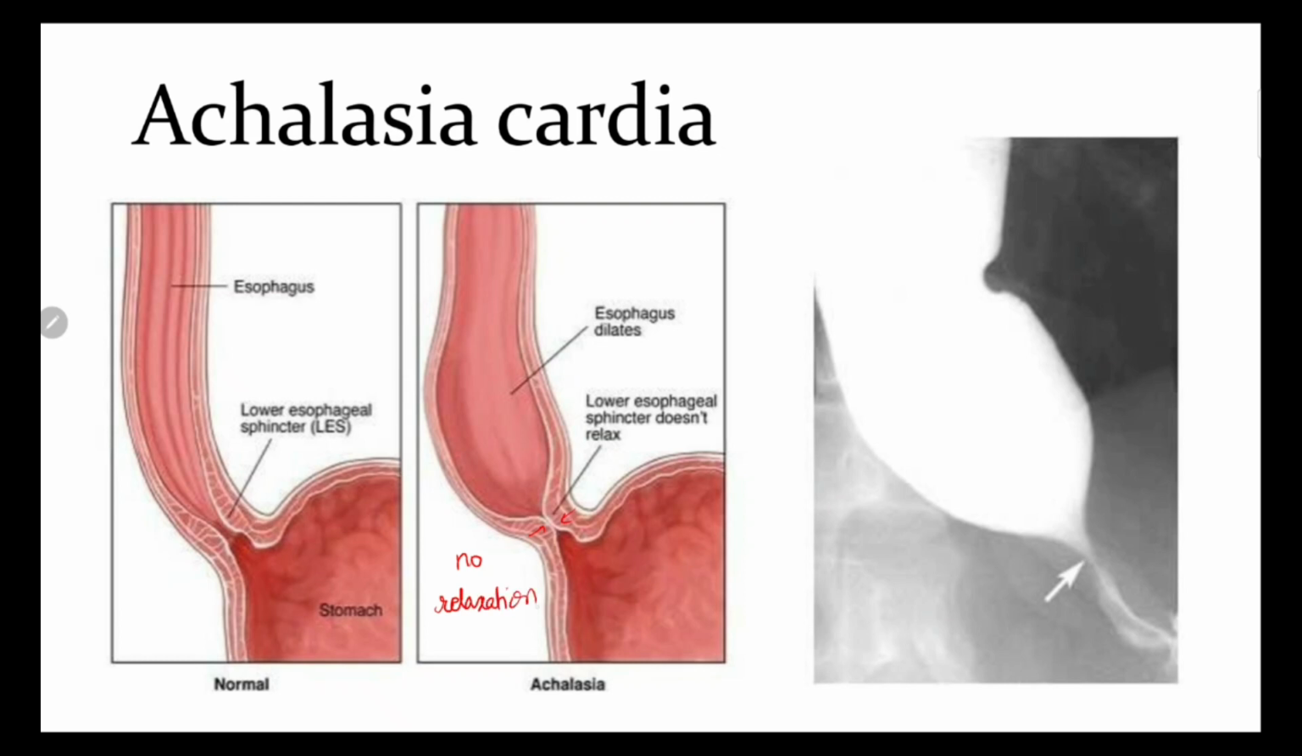This condition occurs probably due to congenital absence of the ganglion cells in the myenteric plexus of nerves in the esophageal walls. So in the radiographic barium swallow examination, the esophagus has a very characteristic appearance. There is this bird's beak or rat tail appearance in case of achalasia cardia.